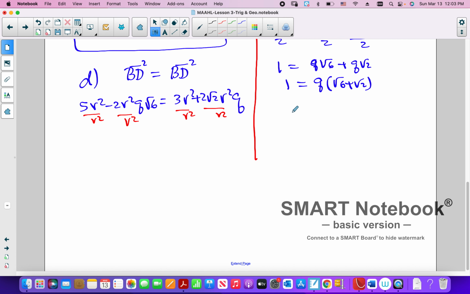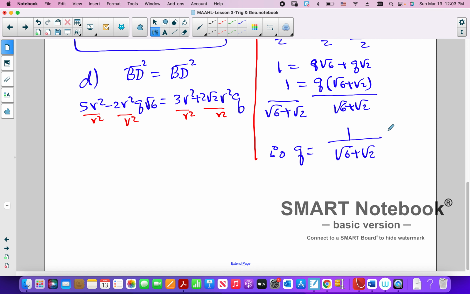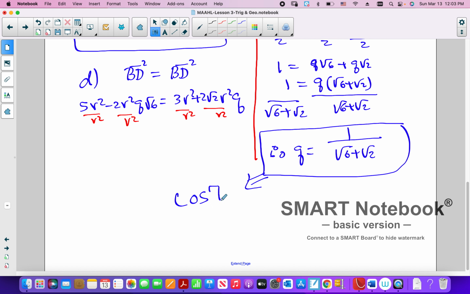Make the cube the subject, so divide by root 6 plus root 2, root 6 plus root 2. Therefore, the cube is equal to 1 over root 6 plus root 2, and that is the same as cosine 75, and that is what they want for this.